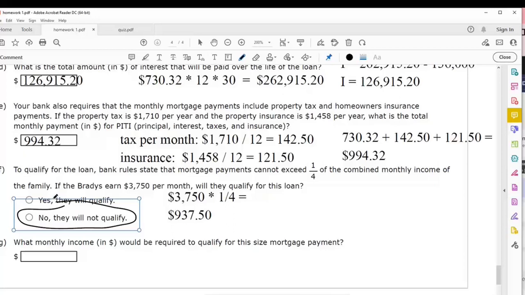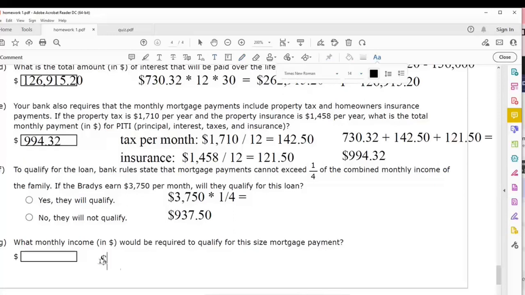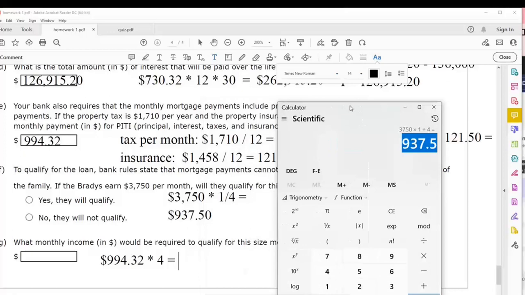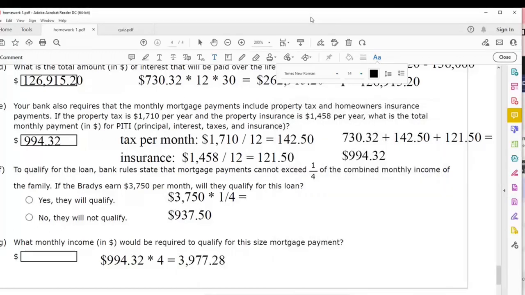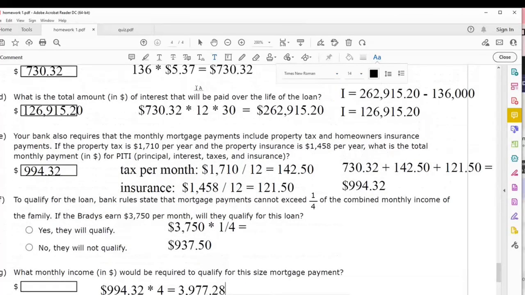So what monthly income would be required to qualify for this size mortgage payment? This mortgage payment is $994.32. We want to multiply that by 4. That way a fourth of our income is met by the criteria. So you're taking your answer in Part E and multiplying it by 4. A person would have to make $3,977.28 per month to qualify for this size mortgage payment. Okay, and that's it. That's a rough approximation of the calculation.